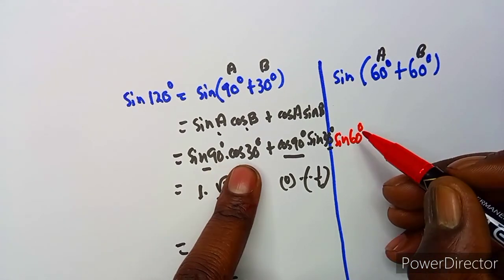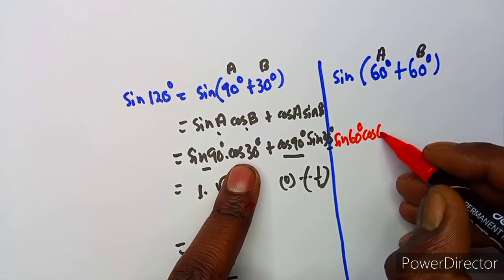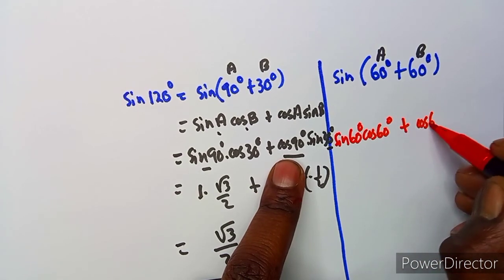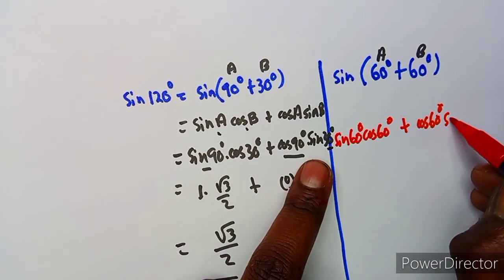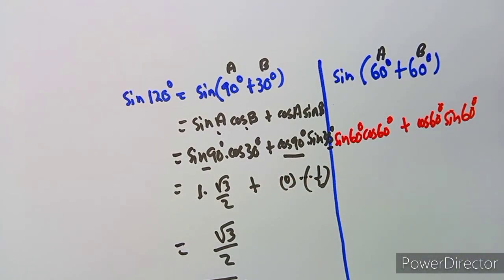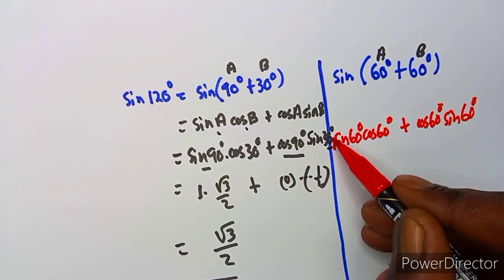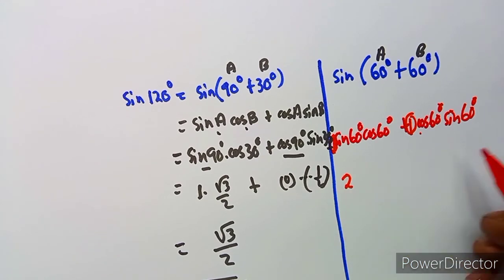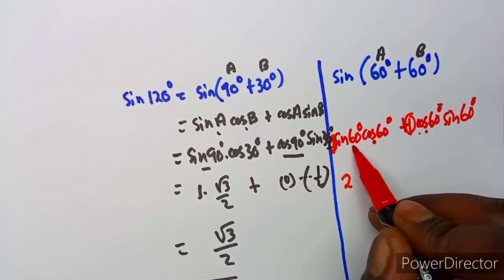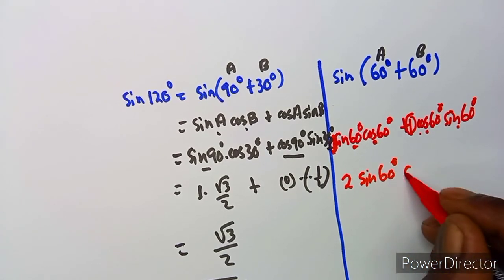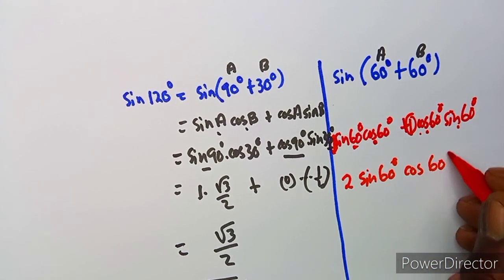So it will be sine 60 cos 60 degrees, plus cos 60 degrees sine 60 degrees. So as you can see, it's like a repetition of what is happening. It's like 1 sine 60 plus 1 sine 60. So if I add 1 plus 1, it is simply what? 2, because this is the same cos and cos, sine and sine. So it's 2 sine 60 degrees cos 60 degrees.